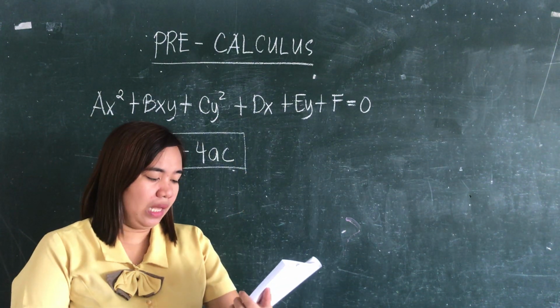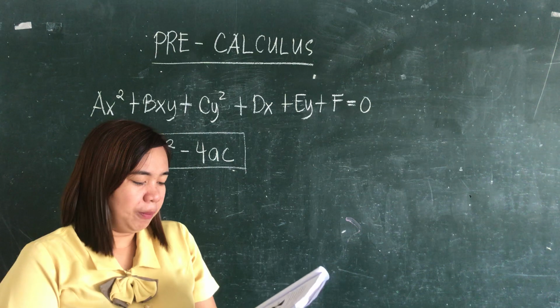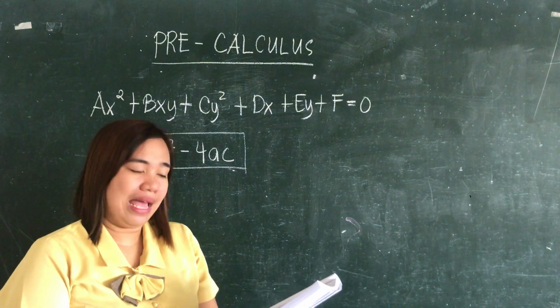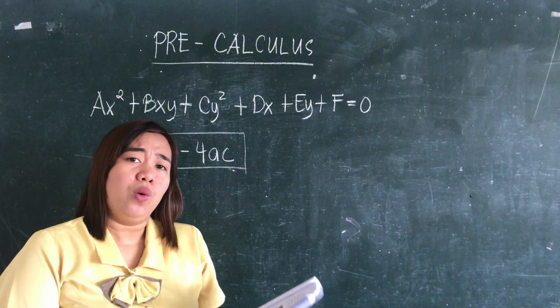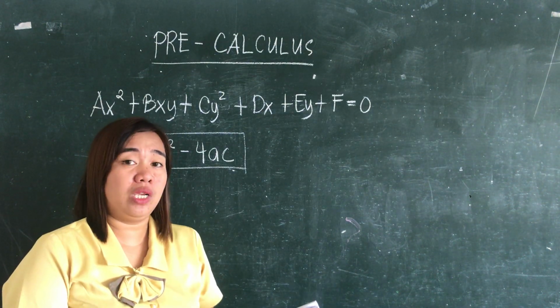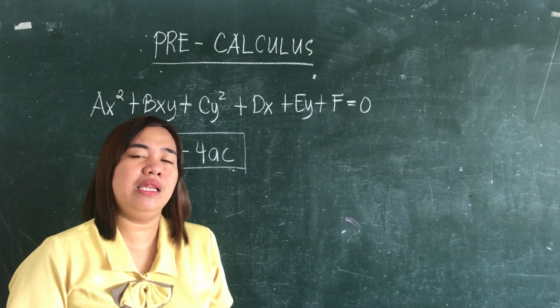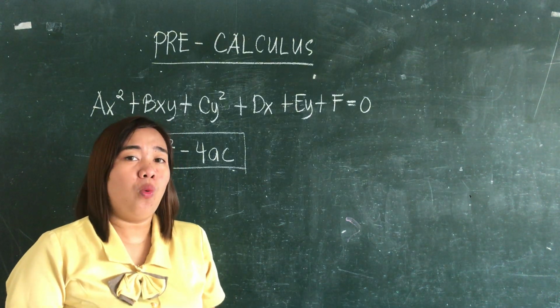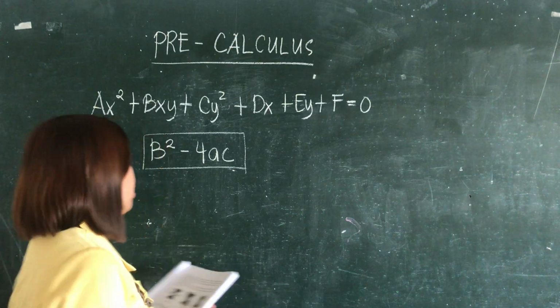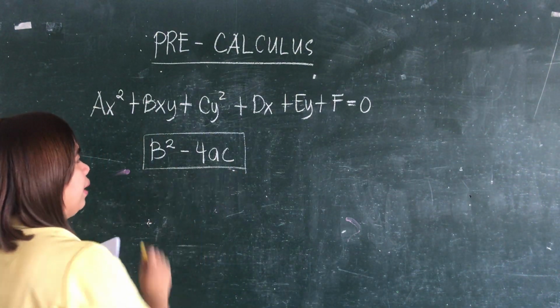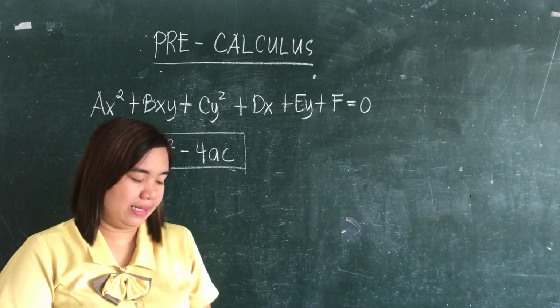We have here Table 1 that shows the graph of a quadratic equation. So, without graphing such equations, we can easily determine what the graph will look like by just using this b squared minus 4ac.